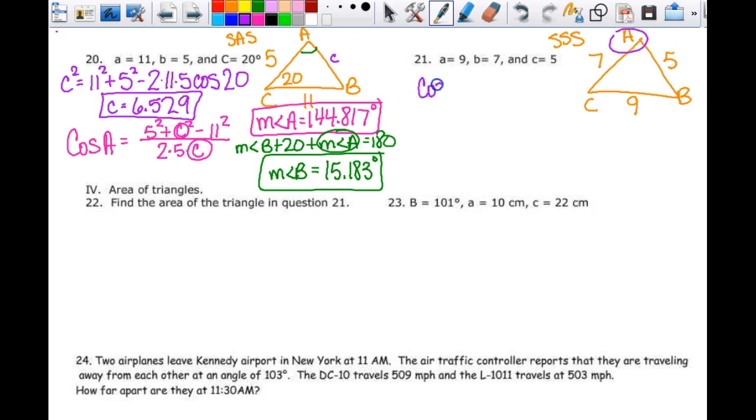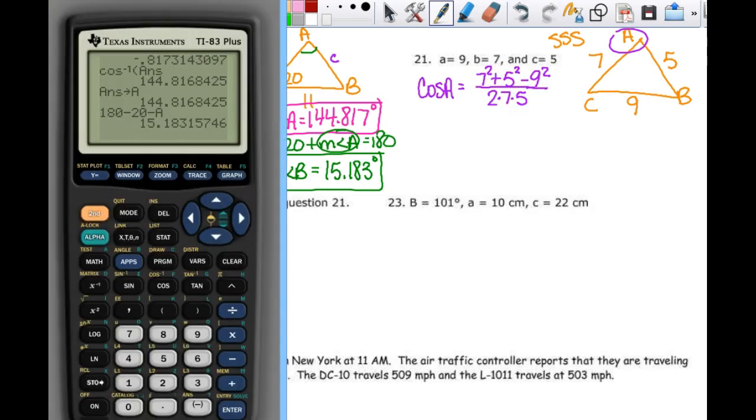So the cosine of angle A is equal to this fraction. This is A, which means the first two that go in here have to be B and C. So B squared plus C squared minus A squared. Then the denominator is 2 times these two multiplied together. Then I can go to my calculator and open my parentheses, 7 squared plus 5 squared minus 9 squared divided by 2 times 7 times 5.